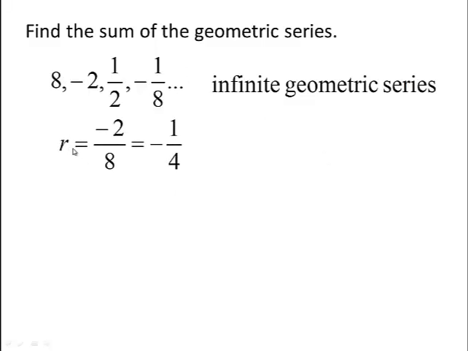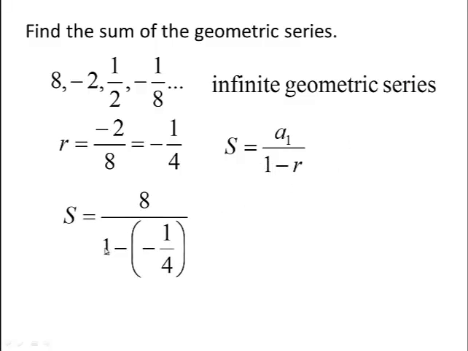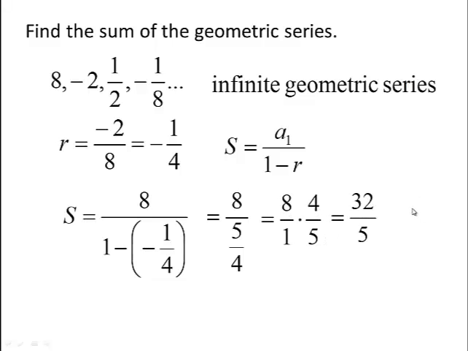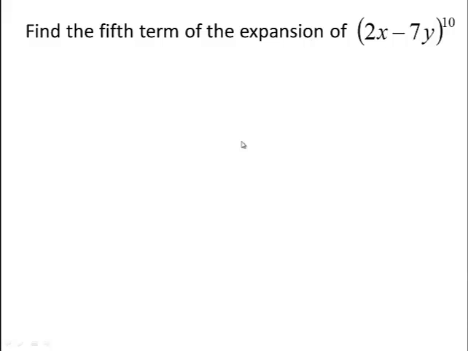So now I'm going to find R. R is the second term divided by the first term, or any two terms. You can take the third term over the second term, or the fourth term over the third term, and you still get -1/4. Using the sum formula for infinite series, we have the first term over 1 minus R, so that'll be 8 over 1 minus -1/4. So it'll be 8 divided by 5/4, which is 8 times 4/5. We'll get 32 over 5.